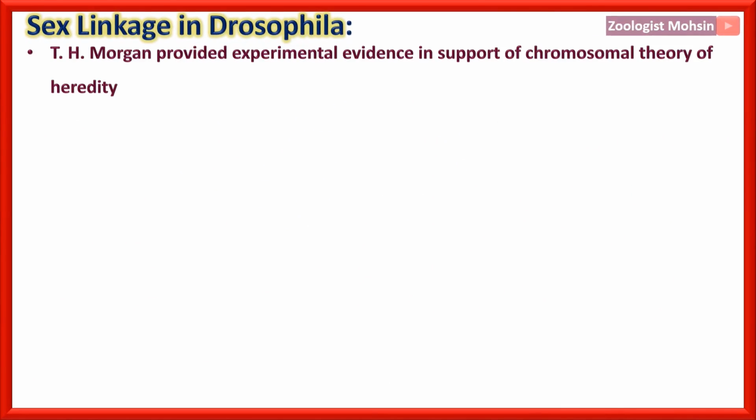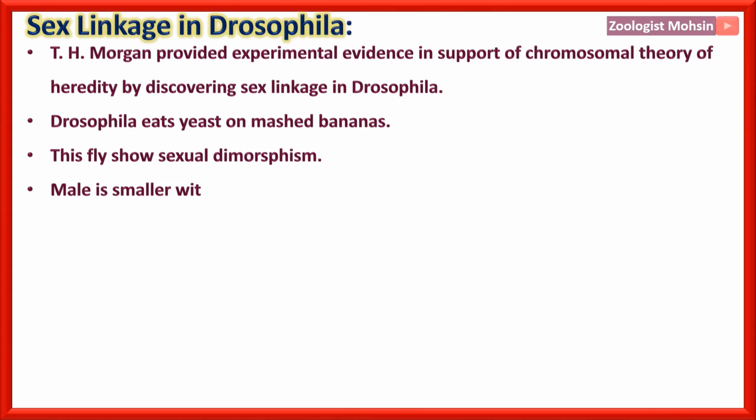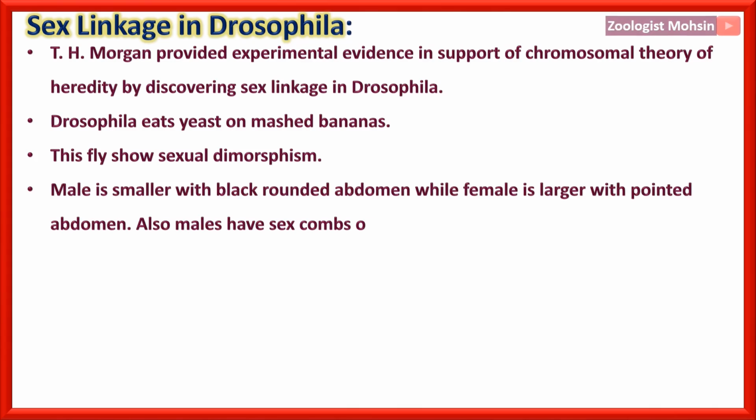Sex linkage in Drosophila. T.H. Morgan provided experimental evidence in support of the chromosomal theory of heredity by discovering sex linkage in Drosophila. Drosophila eats yeast on mashed bananas, not bananas directly. This fly shows sexual dimorphism. Dimorph means two forms. Male is smaller with a black rounded abdomen, while female is larger with a pointed abdomen. Also, males have sex combs on front legs, and this is usually used to identify males and females.